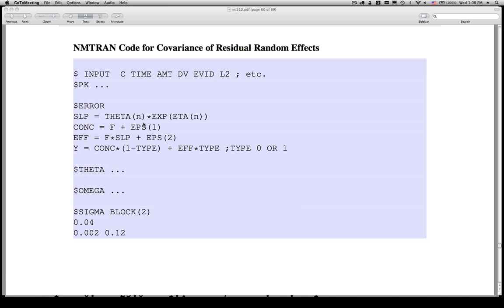Yeah, all I was trying to do in this error block was to illustrate that we have a multivariate endpoint and to show you how the two residual random effects might be correlated. Okay. More questions?